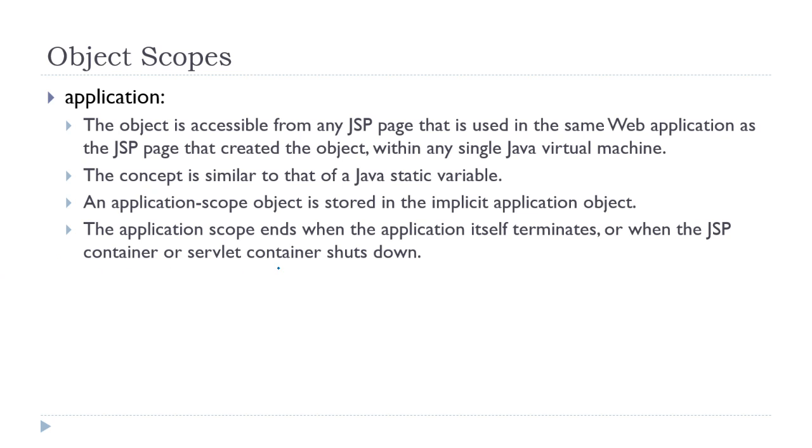The scope of this object will end when the application terminates. So if we are closing our web application, for example for some updates or maintenance, or if we are shutting down the server, in that case the application scope will end.